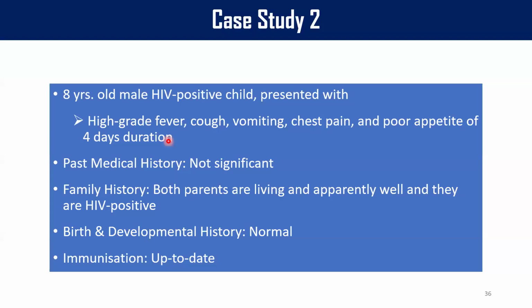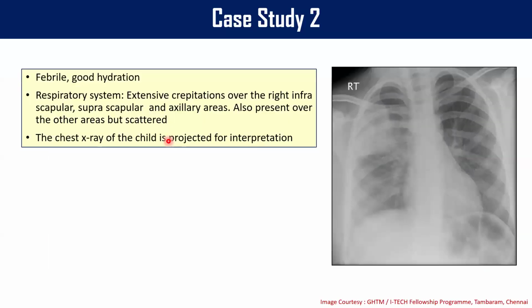In the second case, an 8-year-old male HIV positive child presented with high grade fever, cough, vomiting, chest pain and poor appetite of 4 days duration. So this is an acute fever, acute pulmonary syndrome. No past medical history. Both parents are living, apparently well. They are HIV positive. They are doing fine. Birth and developmental history is normal. Immunization is up to date. 8-year-old child, remember.